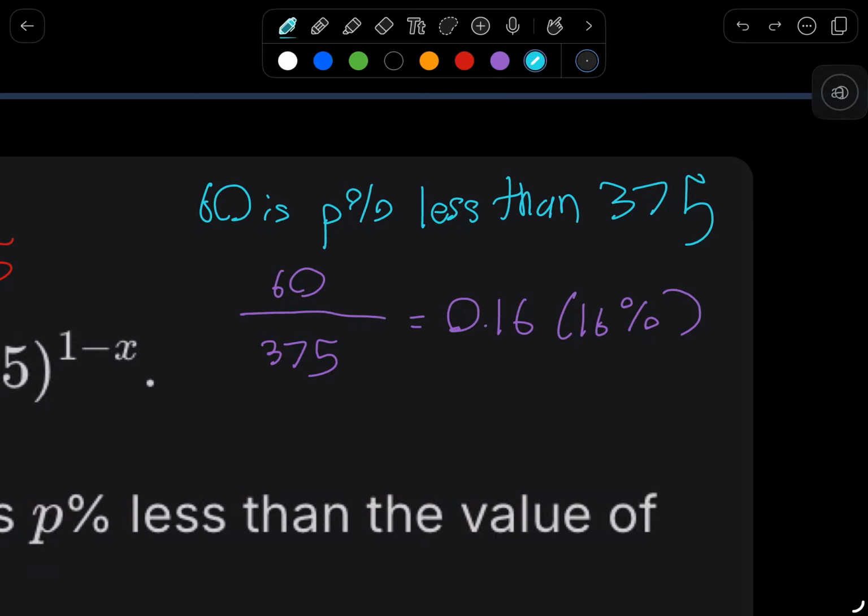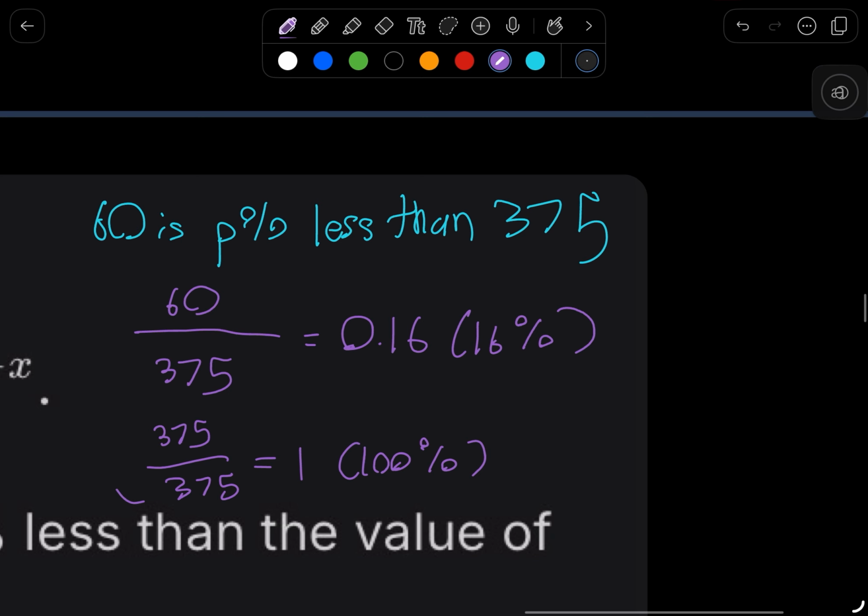Now, that's not our answer, right? Because that's just finding how much 60 takes up. We're trying to find out how much 60 is less by, right? What percent it's less by compared to 375. Well, this is actually really easy if you think about it, right? 375 over 375, right? That's 1, or 100%, right?